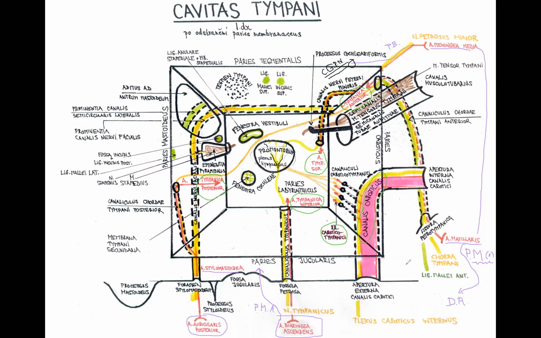The only veins which are special can go up through this opening within the roof. The roof is called tegmen. The openings are innominate, the veins are innominate, and they drain into the sinuses, which are close to the top of the pyramid. So now we get here to the superior petrosal sinus, which is running at the superior margin of the petrous part of the temporal bone.